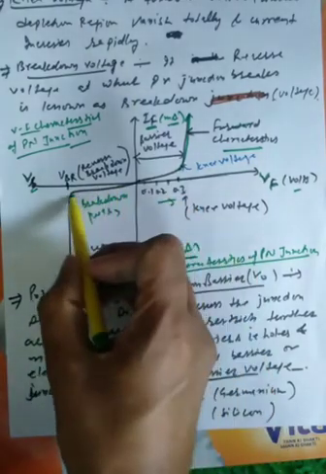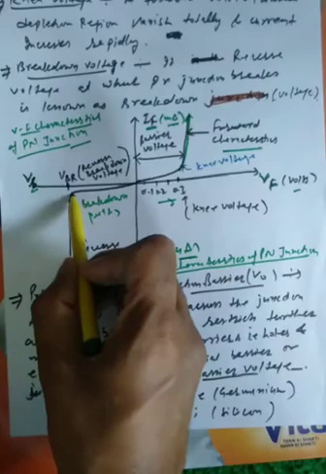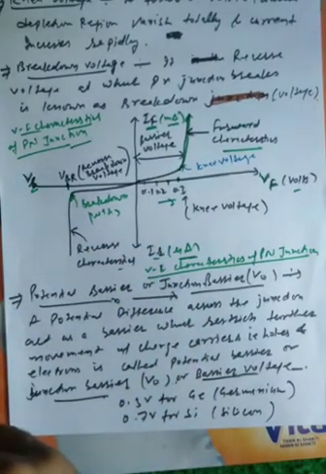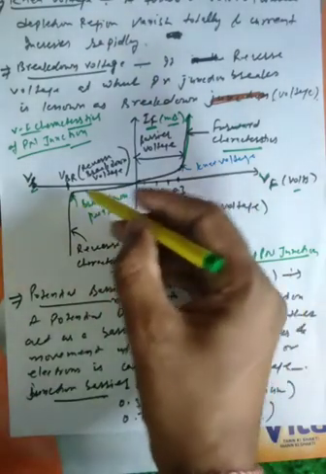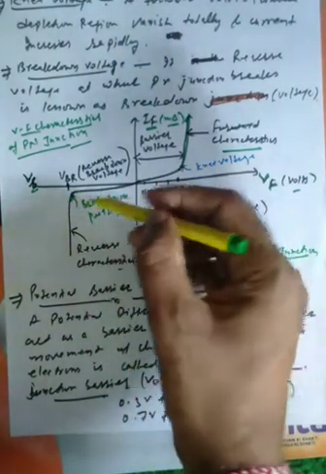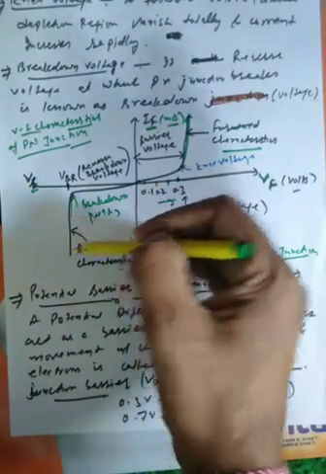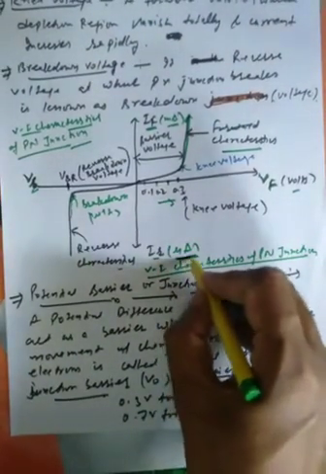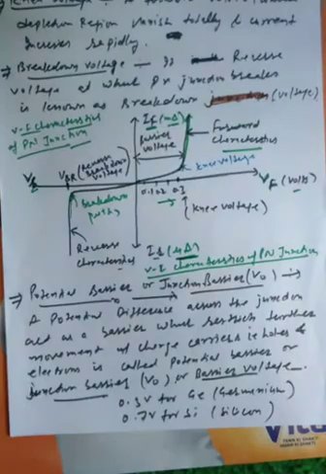Okay, beyond this breakdown voltage, if we increase the reverse voltage more, there is a chance of damage to the p-n junction device. So after this breakdown voltage, current will start flowing through the p-n junction. That is a very small amount of current, in microampere. This current is known as the leakage current.